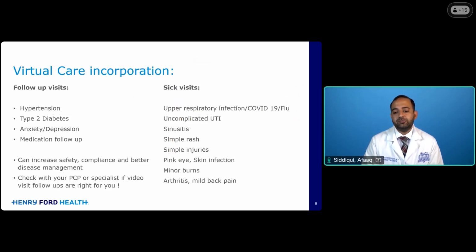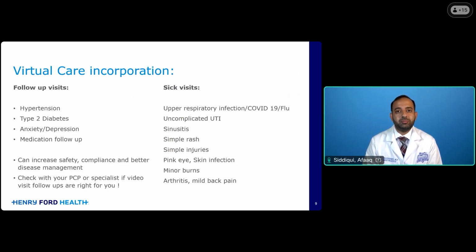So if we have to divide it, the annual physical is best done in person at this time, where you can have everything addressed and potentially get your lab work and vaccinations. Follow-up visits are a good place where virtual care can be integrated.